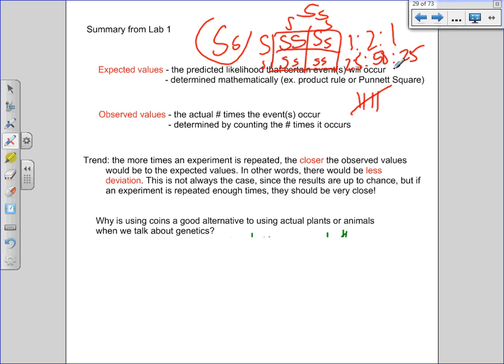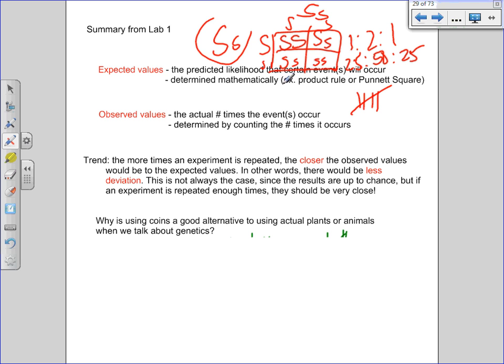So by looking at a single set of results, for one group, sometimes they weren't exact. Okay, but when we looked at the whole class overall, when we looked at all 14 groups, in the end the totals approximated were really close to the 25, 50, 25. Okay, that was for genotype.